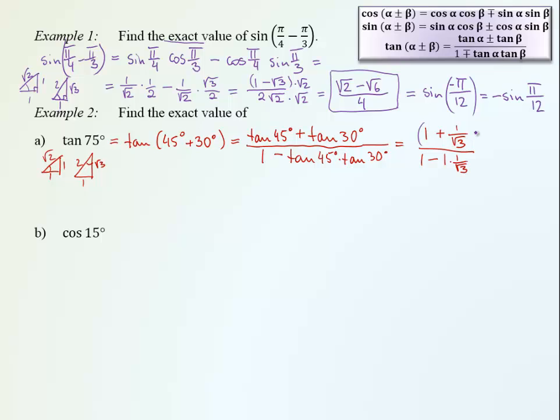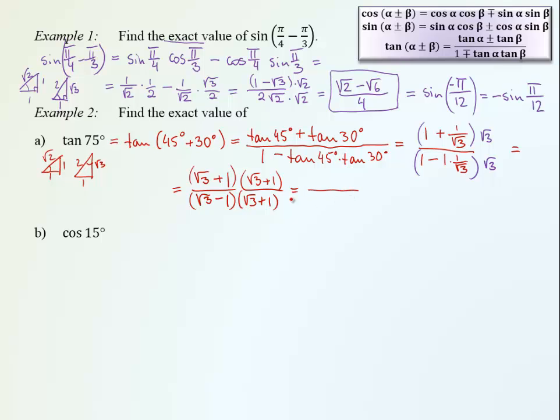We can do it, for example, by multiplying the top and the bottom by root 3. That will give us root 3 plus 1 over root 3 minus 1. And again, it's a good habit to get rid of irrationality from the denominator. So let's multiply the top and the bottom by a conjugate, root 3 plus 1, here and there.